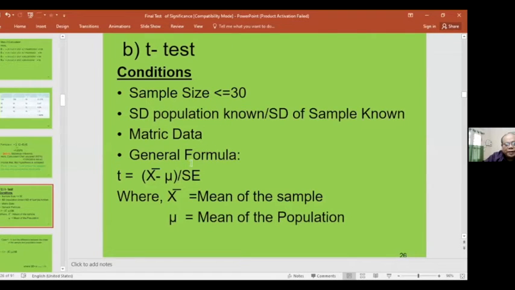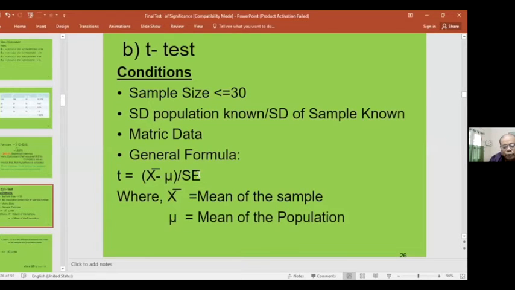The general formula for the t-test as well as for the z-test is: mean minus mean. For a one sample t-test, you refer to the population mean, so this is the assumed population mean. It is the mean of the sample minus the mean of the population, divided by SE, the standard error. For two samples, it is the mean of sample 1 minus the mean of sample 2, divided by the standard error. So this is the general formula.